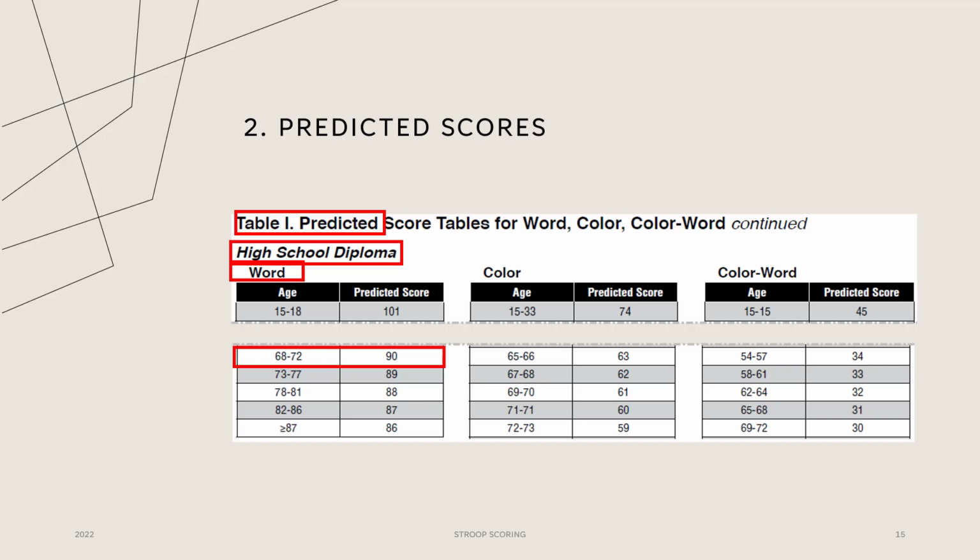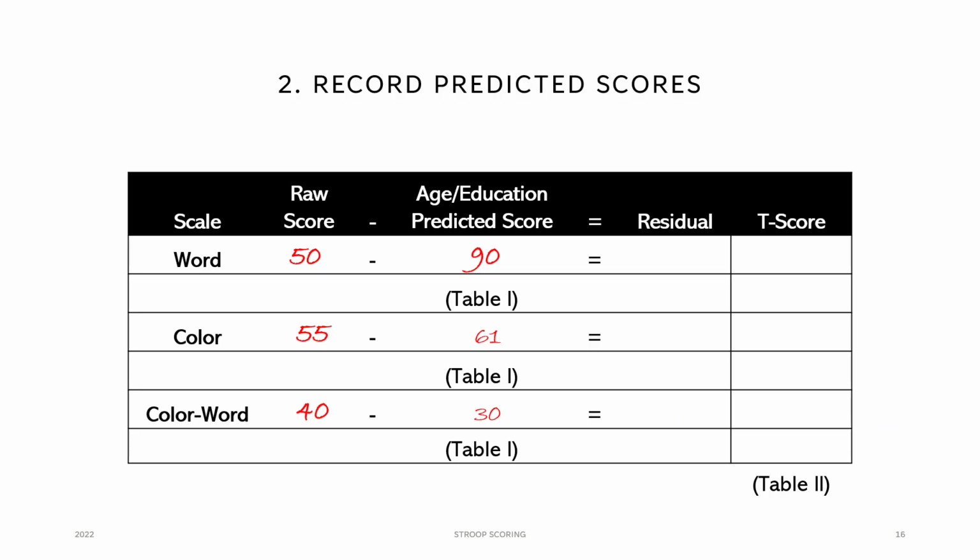Now, one thing that you'll notice here is that the age is not exactly in the same intervals. That's a little different in the normative update compared to the previous version where the band of ages were regular. So it's just a little bit more accurate to use this. We'll do the same thing for color, and we'll see that a predicted color score for a 70-year-old is 61, and for color word, we'll get that the predicted color word score is 30. We'll note all those values in our predicted score column.